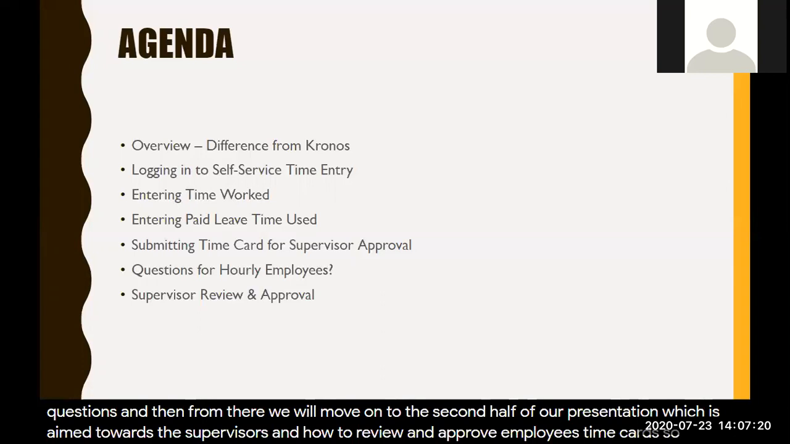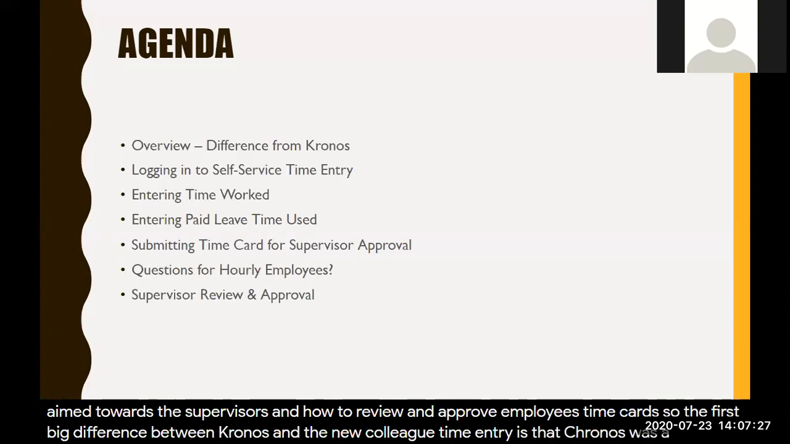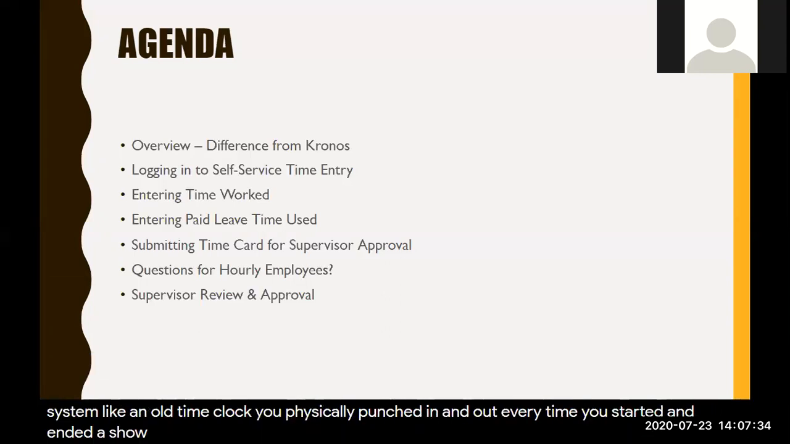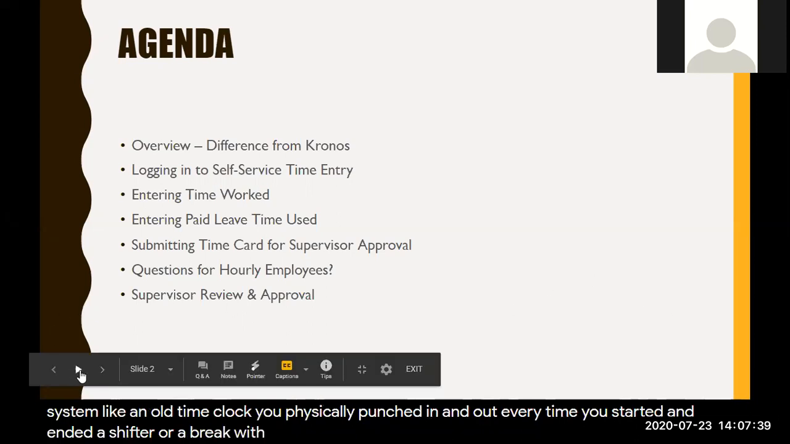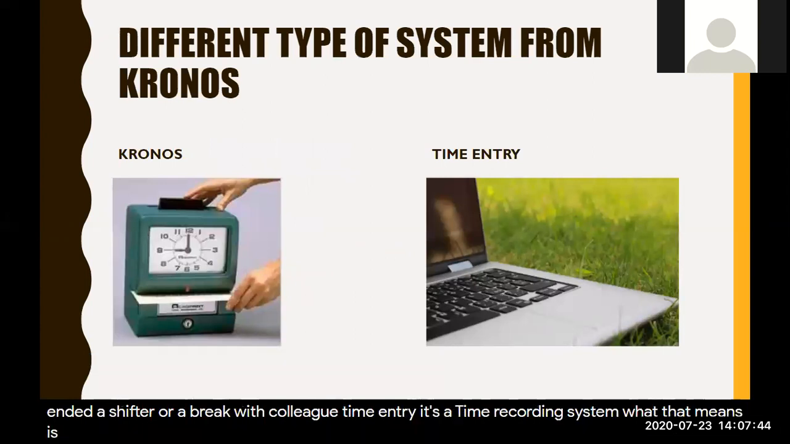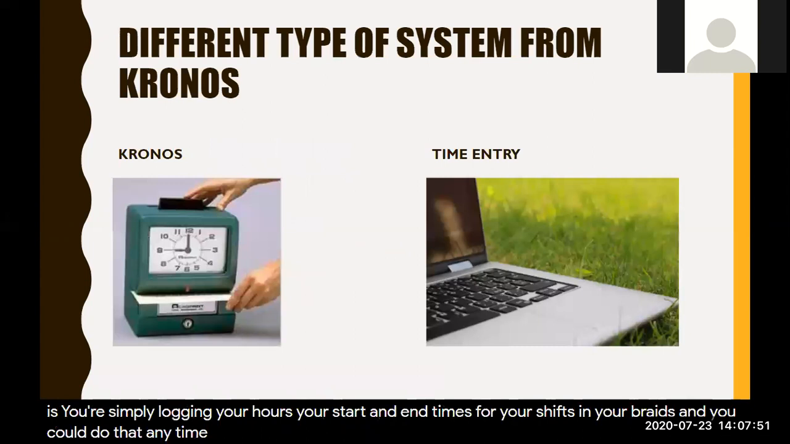So the first big difference between Chronos and the new colleague time entry is that Chronos was a punch system, like an old time clock. You physically punched in and out every time you started and ended a shift or a break. With colleague time entry, it's a time recording system. What that means is you're simply logging your hours, your start and end times for your shifts and your breaks, and you could do that anytime before the pay period is due.